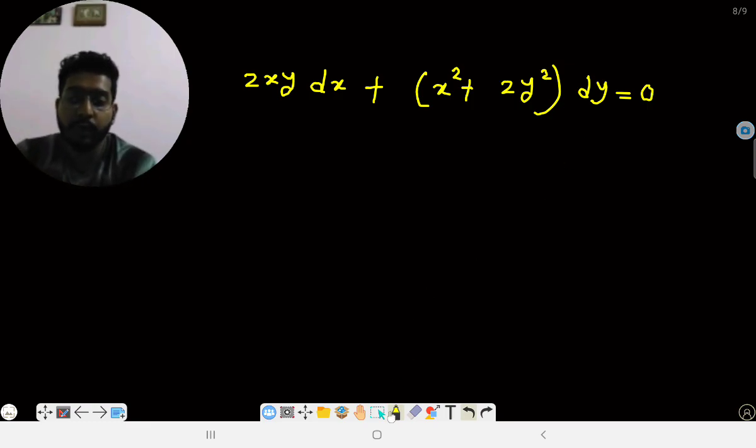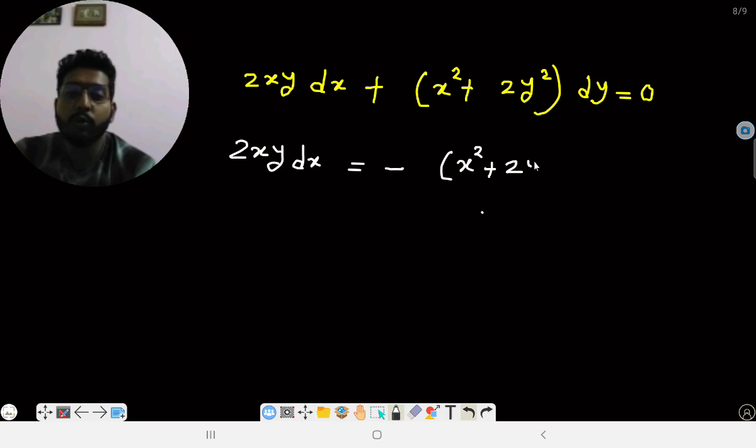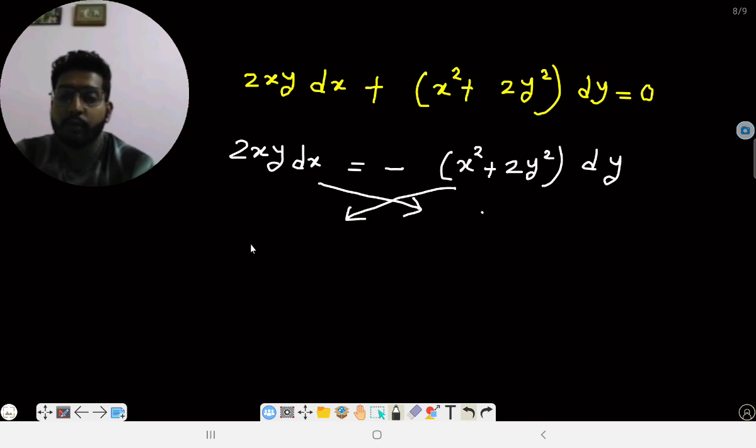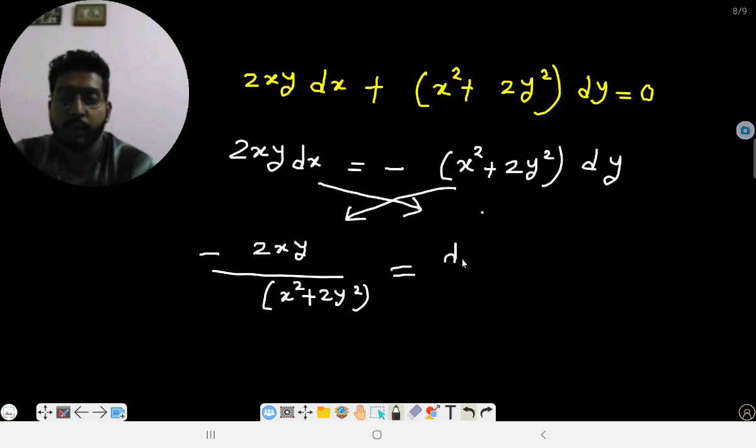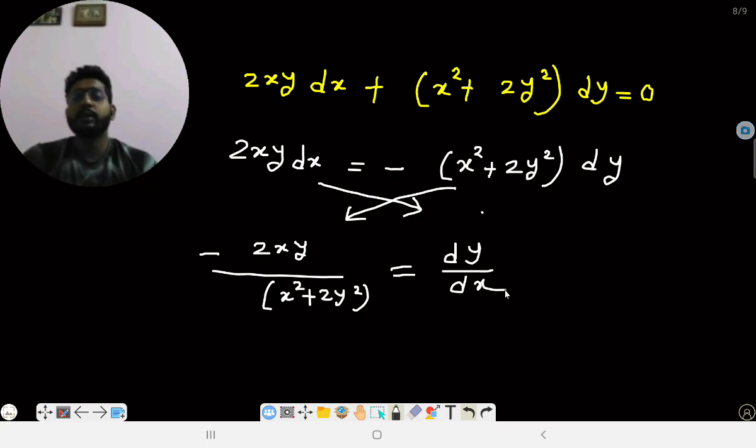Now how to find dy dx? Just arrange properly. 2xy dx will become minus of (x square plus 2y square) dy. Now what will dy dx be? dx will go to the other side, so dy dx will be minus 2xy by (x square plus 2y square). Now this is the dy dx.